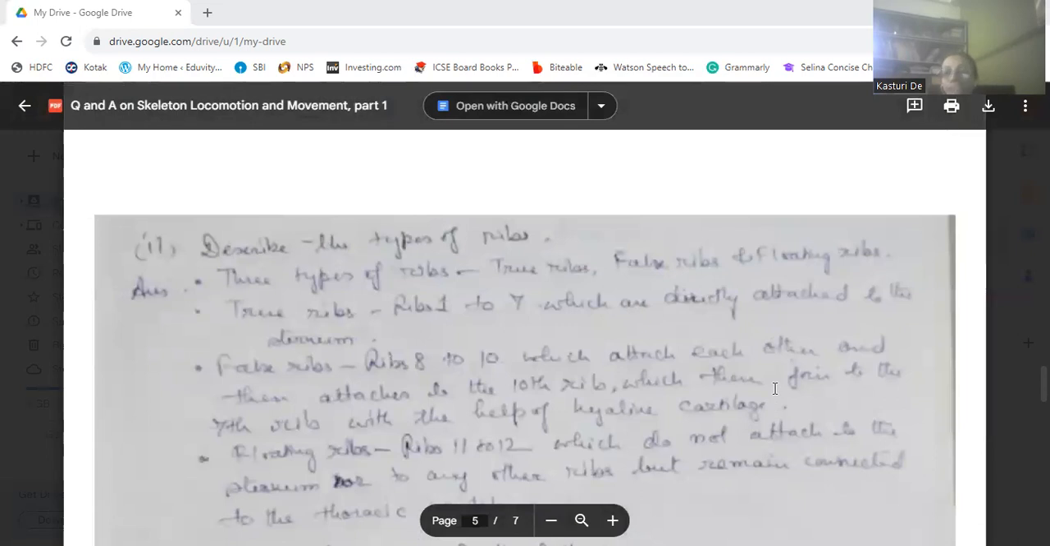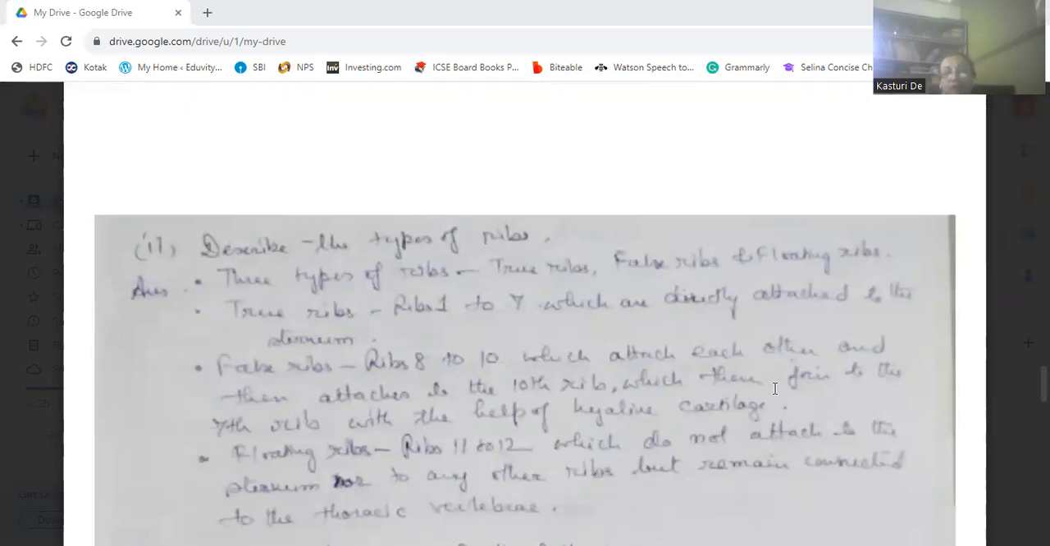Next is describe the types of ribs. We have three types of ribs: true ribs, false ribs, and floating ribs. True ribs are ribs 1 to 7, which come directly from the vertebra and join the sternum. The false ribs are 8 to 10, which attach to each other, come and join the 10th rib, and then join the 7th rib with the help of hyaline cartilage. Ribs 11 to 12 are floating ribs. They will not join the sternum, but they start from the thoracic vertebra, remaining connected with it.